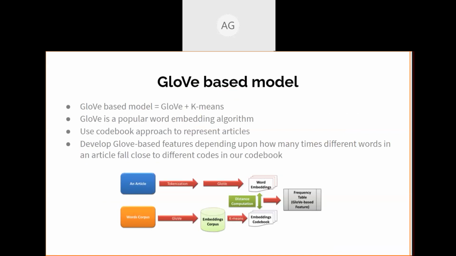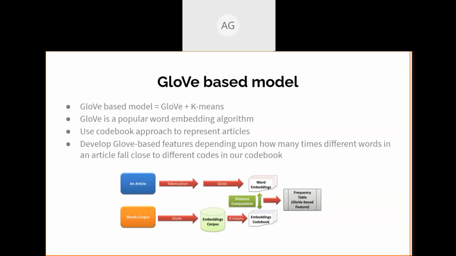So let's say you give a word, it can output a numeric feature vector of n dimensions. Now, since we need to classify articles, not words, we use a codebook approach to represent an article, shown in the mentioned figure. So let's say there are m words in the corpus. We use GloVe to convert this corpus into an embedding matrix. We then apply k-means on this embedding corpus to divide the matrix into k clusters of feature vectors. We then compute the means of feature vectors in different clusters and assign them as codes in our embedding codebook. The idea is to develop a frequency table depending upon how many times different words in an article fall close to different codes in our codebook. And this frequency table is what we later call GloVe-based features.